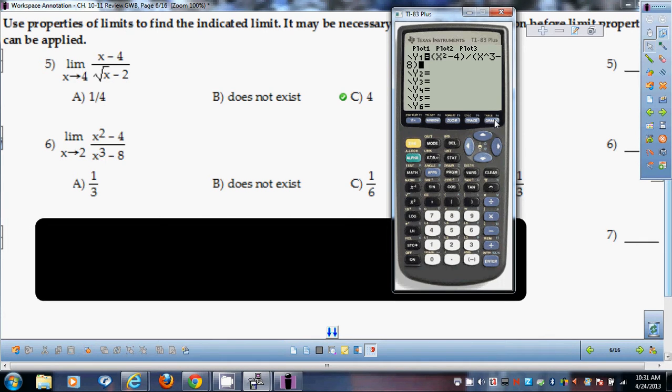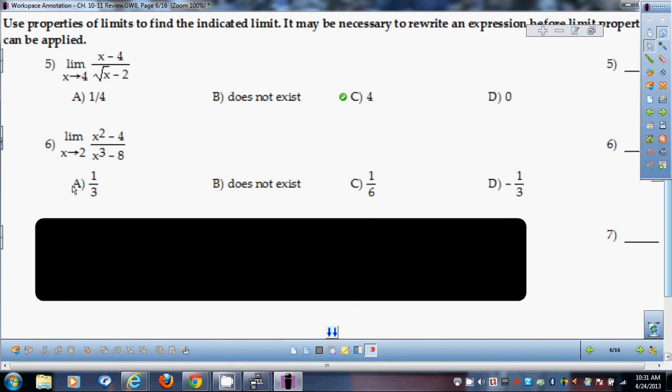All right, so anyway, you get non-existent. What'd you trace, Tanner? 1.99999? And you got 1/3, which is correct. It is A. Of course. Try that one. No, you don't. There's no trace. You don't have to read.